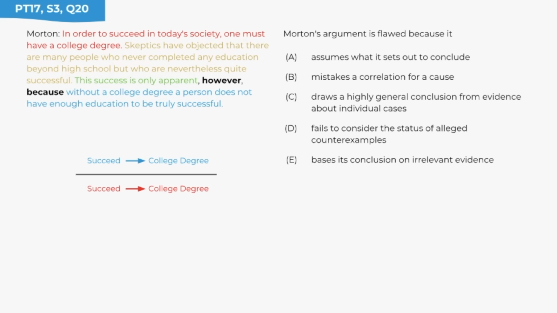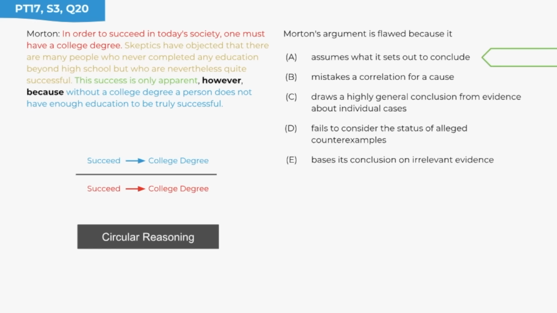Answer choice A says that it assumes what it sets out to conclude. That sounds pretty good. Let's hold on to answer choice A. Answer choice B says it mistakes a correlation for a cause. This is another common flaw, mistaking correlation for causation. But it's just not the flaw that's happening within this argument. So it's the wrong flaw.